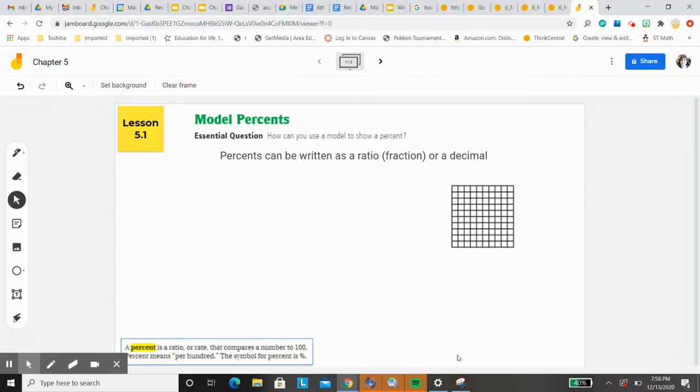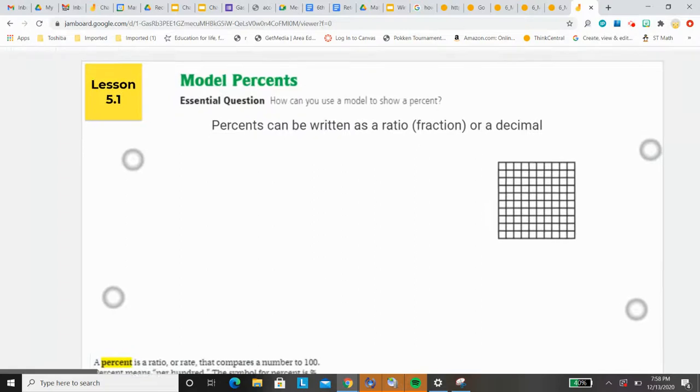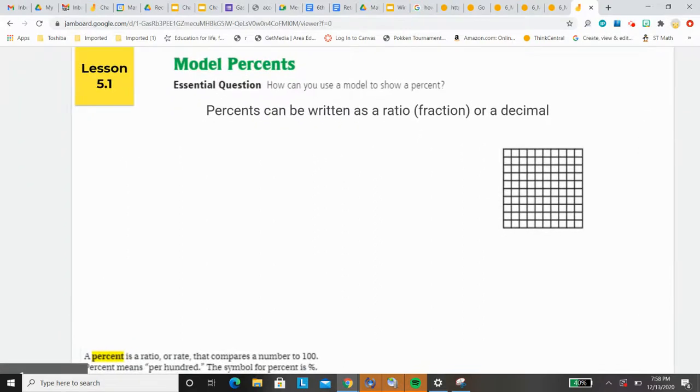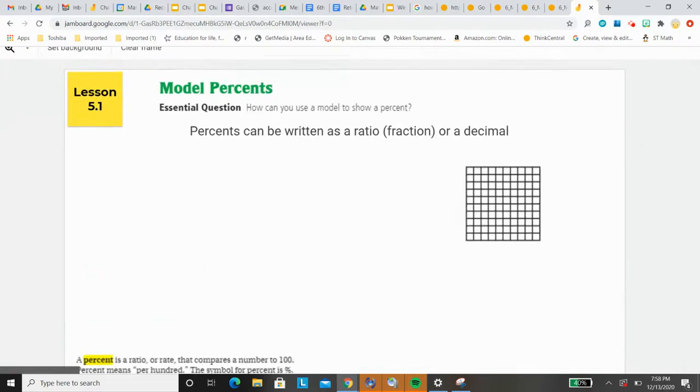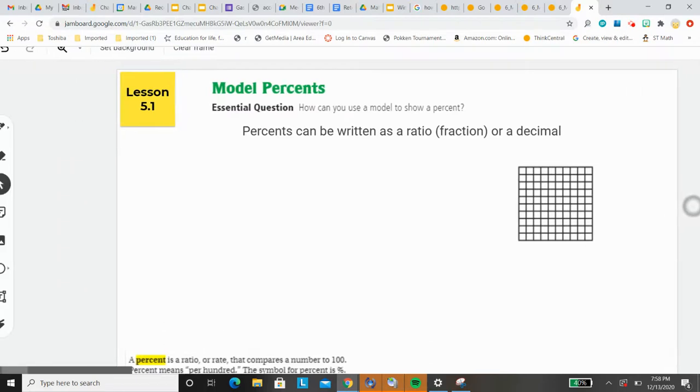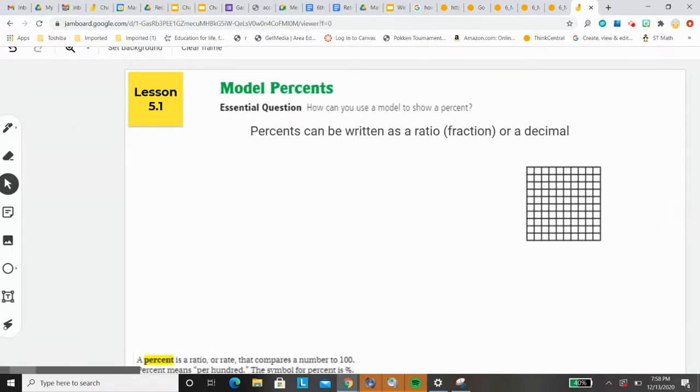All right, our essential question for today is how can you use a model to show a percent? Okay, so the first thing we need to talk about is what is a percent? We have been talking about ratios and rates and unit rates and all of that kind of stuff. Well, today we're going to talk about a special kind of ratio called a percent.